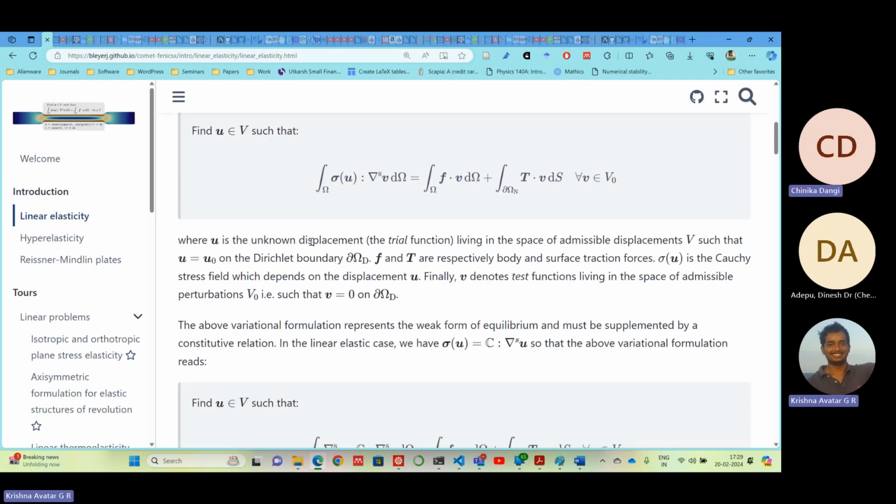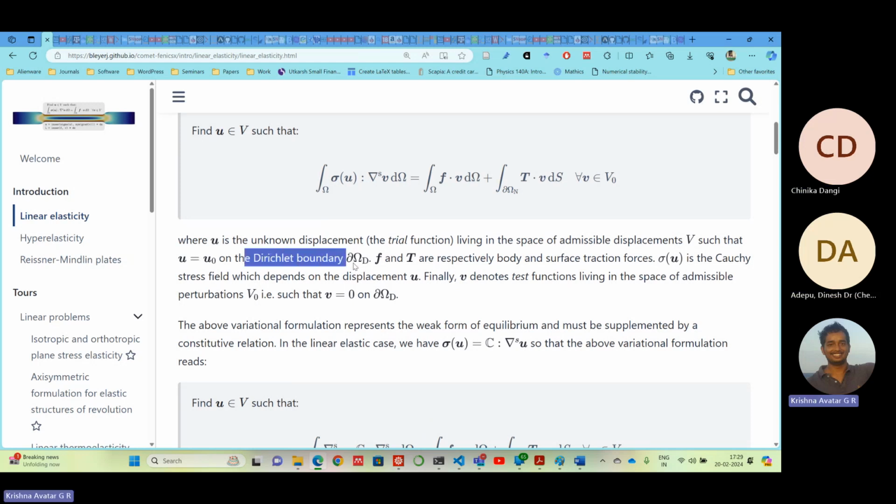Here you use the unknown displacement u, the trial function, as we had mentioned even in our code tutorial, and it lives in the space of admissible displacements V, such that u is equal to u naught on the Dirichlet boundary.